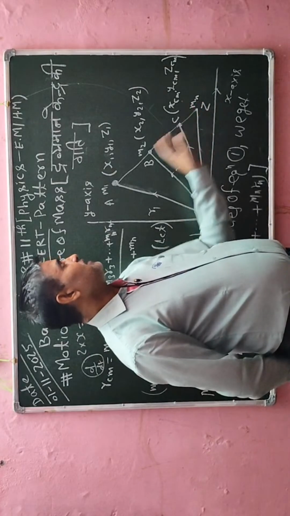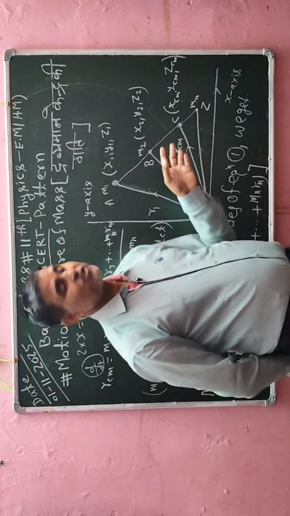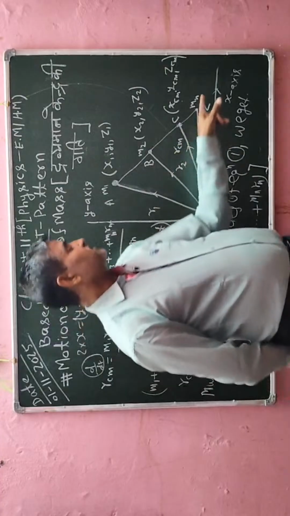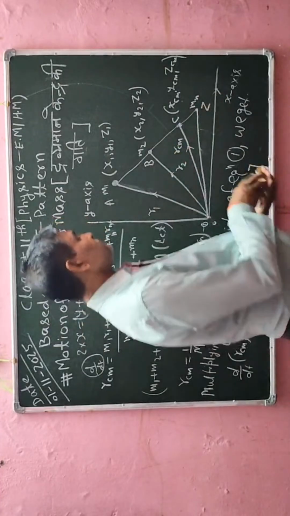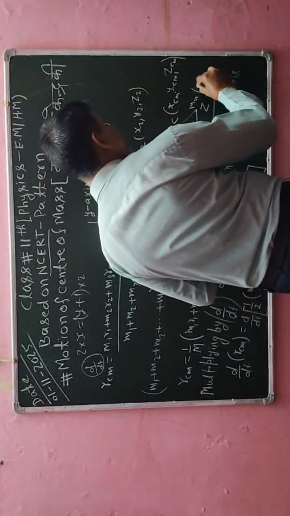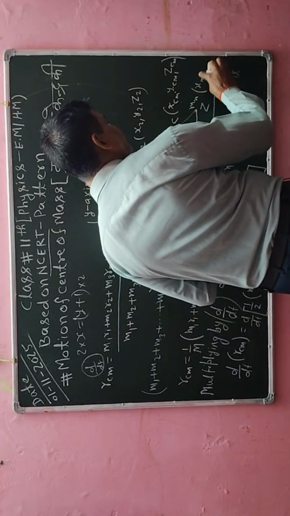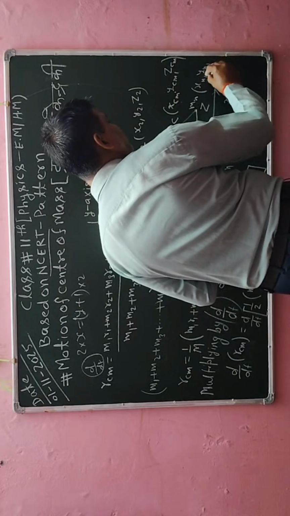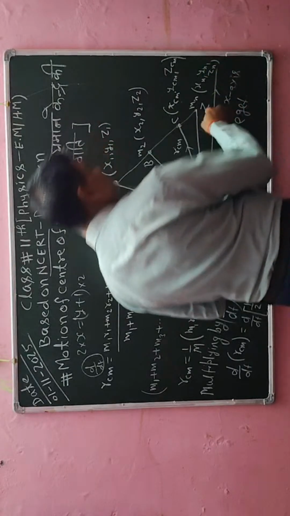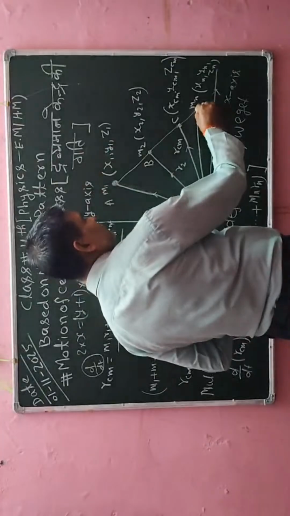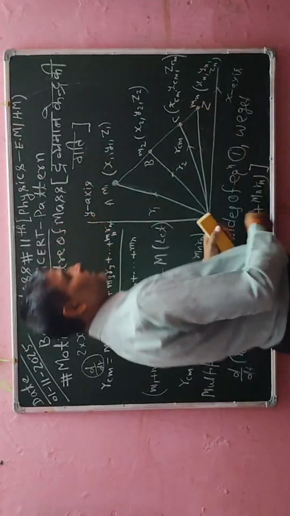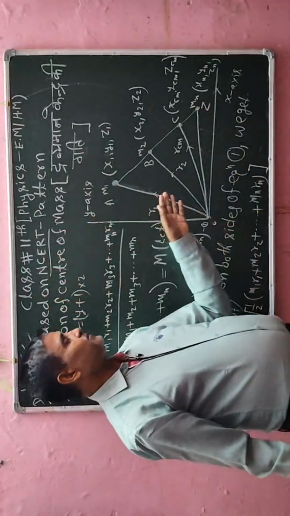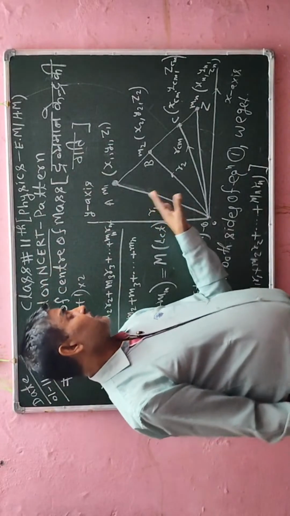इसका मतलब n मास जो होता है, हम इसे एक्स वाई प्लेन में लिए हैं, और इसका कोऑर्डिनेट हम लिखेंगे xn, yn, zn. This is the coordinate of the point z. Okay, so all information I have written. सभी इंफॉर्मेशन को हमने यहाँ पर लिख दिया.